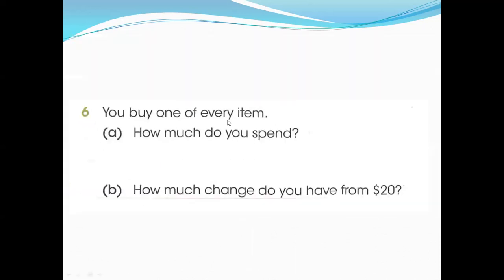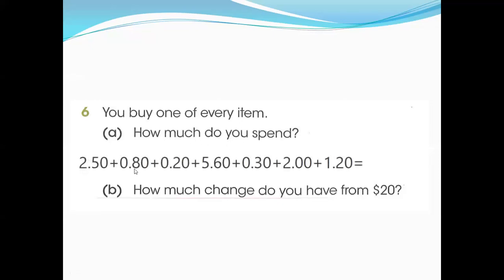You buy one of every item. How much did you spend? It's easy. This is the price for each item. So plus all of these, we get 12.60. How much change do you have from $20? 20 minus 12.60. So the remaining is 7.40.